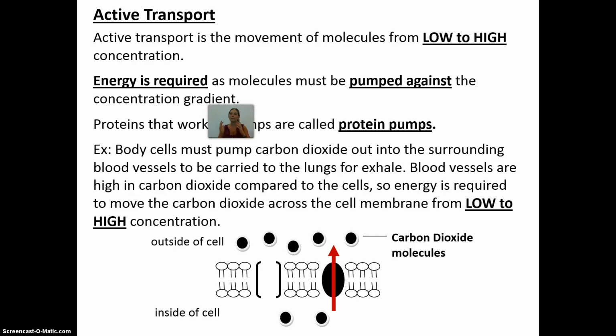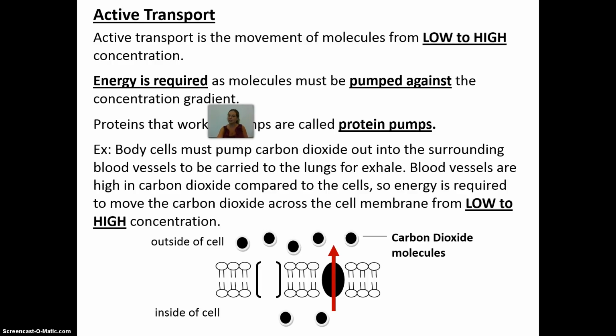This is like swimming upstream, right? Salmon don't want to do that. It's against the current, so it's going to take a lot of work and energy on their part. The proteins that are going to work in the cell membrane to move molecules with the use of energy are called protein pumps. These do require ATP, energy.